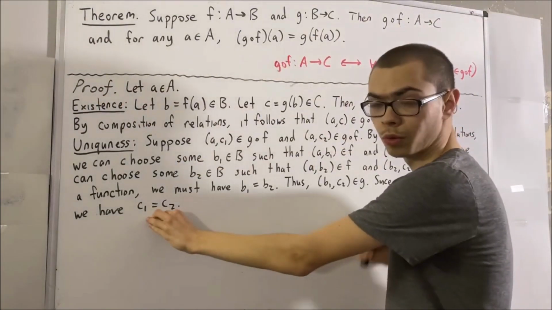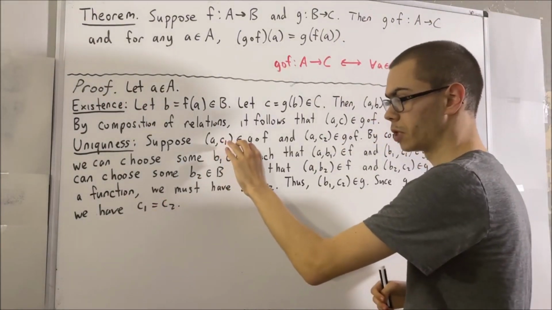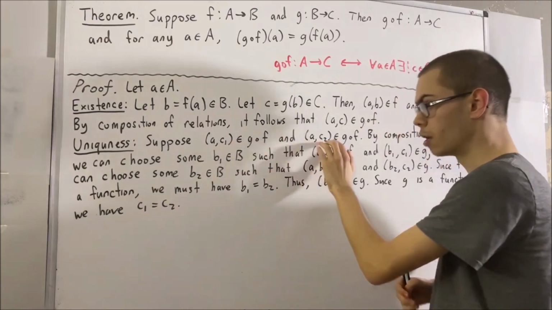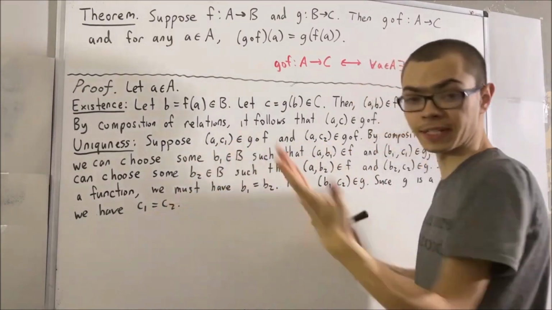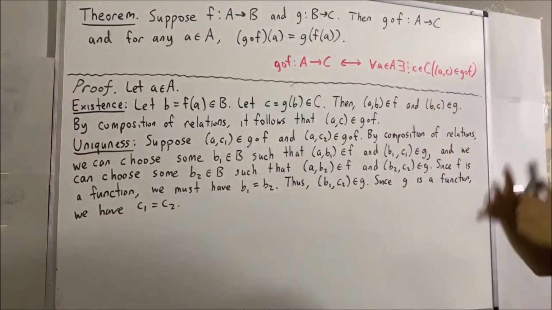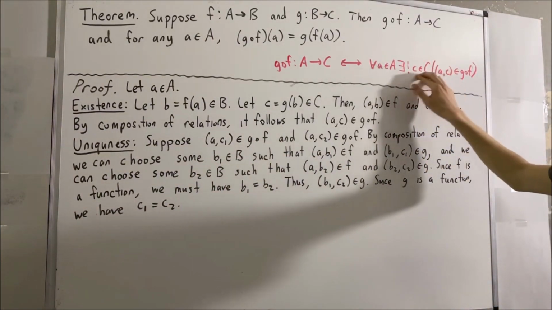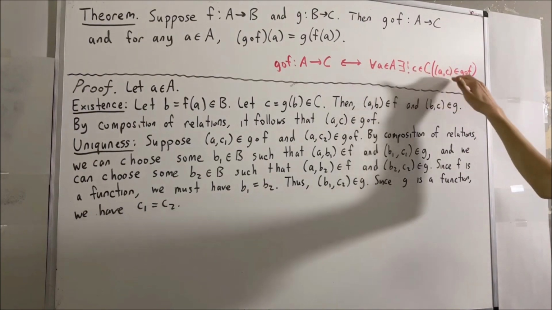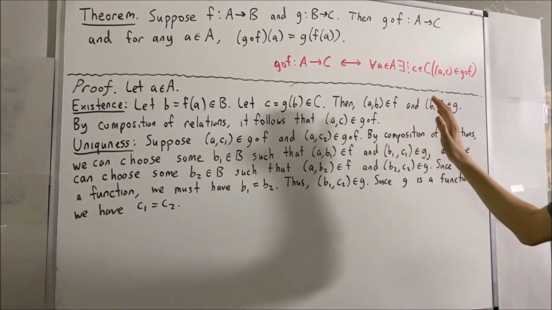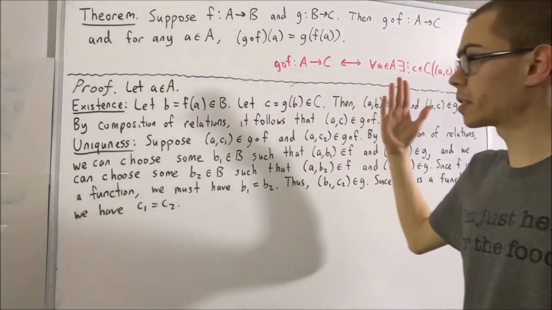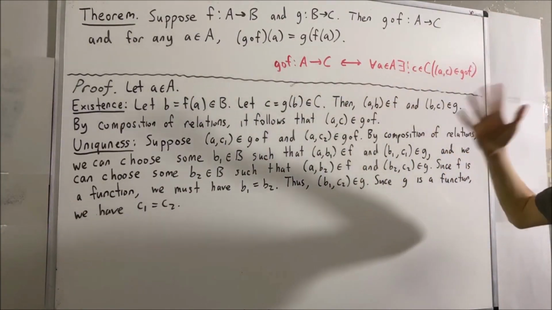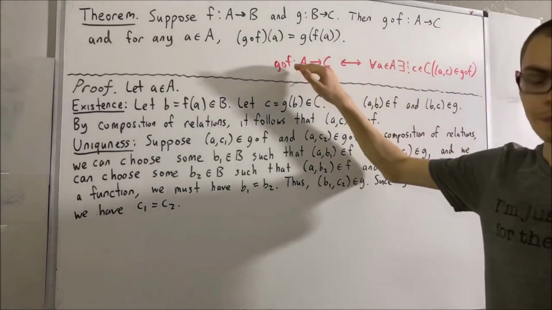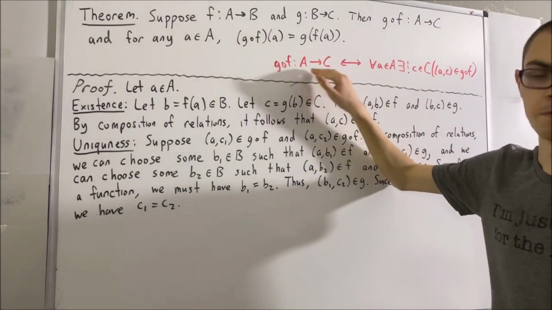Which is exactly what we wanted to prove, right? We were assuming that this is true and this is true. We wanted to prove that c1 and c2 were equal. And so this proves uniqueness. So at this point, we have proven that there is a unique element in C such that (a, c) is an element of g compose f. And since a was arbitrary, this concludes that this entire statement is true. So we do in fact know that g compose f is a function from A to C.